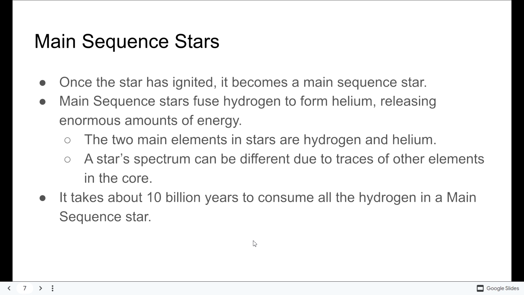Generally, stars will stay in the main sequence for about 10 billion years. That's how long it takes to consume all the hydrogen and turn it into helium. There can be other elements in the core, and the appearance of the stars is based on how much of those other elements and what other elements are there. We call those trace elements. Most of the star is made up of hydrogen and helium.